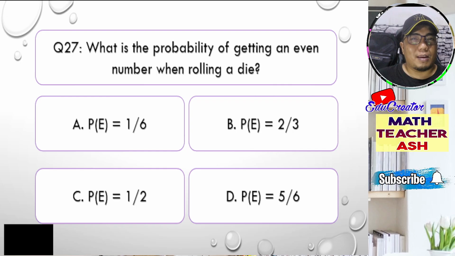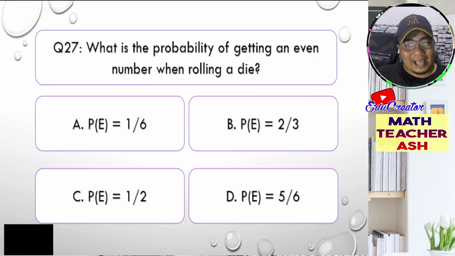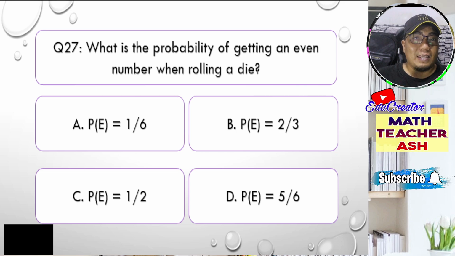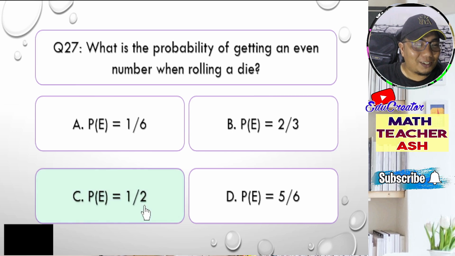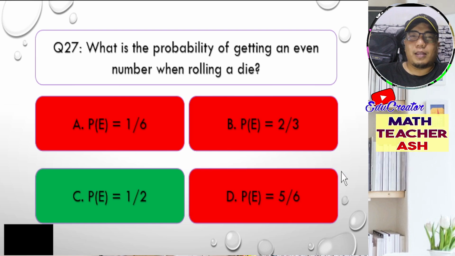Okay, math learners, if you can remember, in a die, there are only 6 faces. There are the numbers 1, 2, 3, 4, 5, and 6. Now, what is asked here in the problem is getting an even number. An even number is a number that is divisible by 2. So, from 1 to 6, what are the numbers that are even? That is 2, 4, and 6. So, that is 3 out of 6. If you simplify that to the lowest term, that is the same as our question earlier, 1/2. So the answer for this question is letter C. Okay, we are correct, my dear math learners.